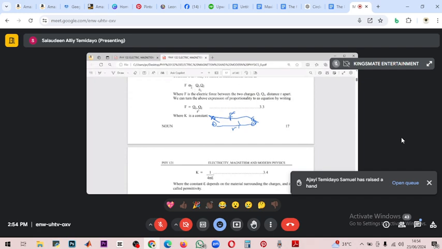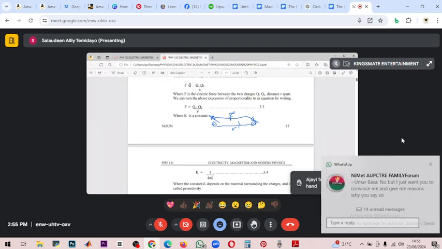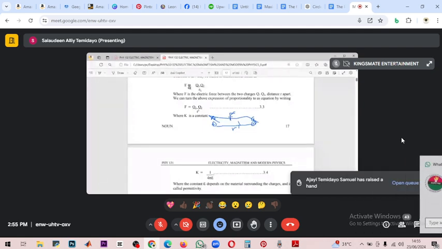Having this now, this is the sign of proportionality. We have to change it to an equation. To change it to an equation, we introduce a constant. For those of us that know variations, this is not ordinary variation. This is what we call joint variation. It has inverse variation in itself, and it has direct variation as well.